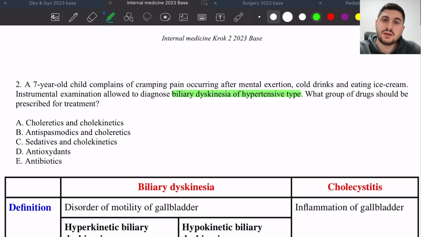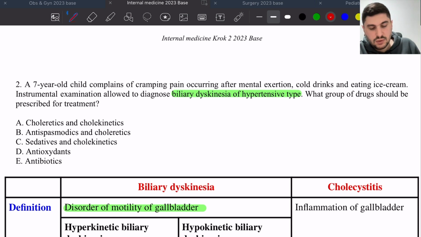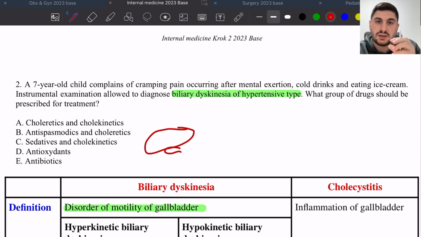Biliary dyskinesia is a disorder of the motility of the gallbladder. The gallbladder sits under the liver, as you know, and it contracts every time there is food to excrete the bile. The bile is important for digestion of fats, for example. When there is a disorder of this contraction, either if it contracts too much, or not at all, or very little, then we call it biliary dyskinesia.